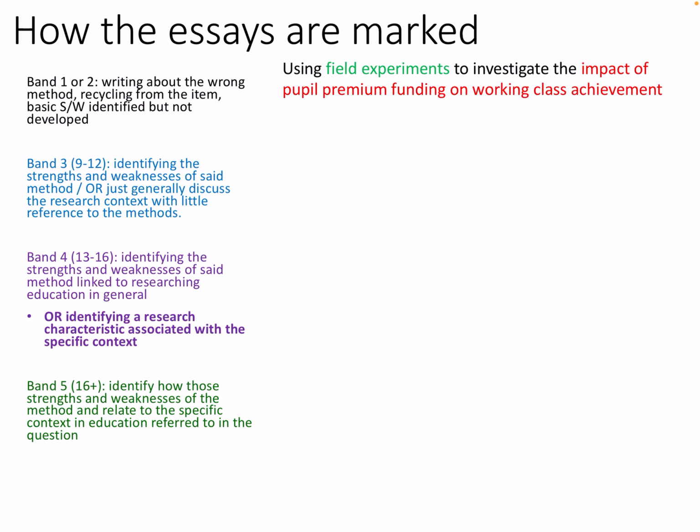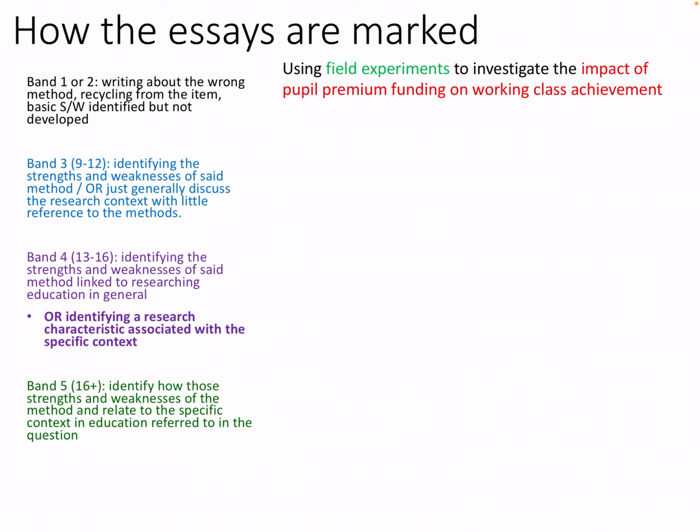I've mentioned this before, but I have marked for AQA in the past, and methods in context is one of my favourite essays to mark, but I'll just take you through the mark scheme here. We band every single statement or point that you make, and then we count up the bands at the end and work out which one you fit in best, but it's slightly more complex than that. If you do a band 1 or 2 point, you've basically written about the wrong method, or you've recycled something from the item, or you've just stated a strength or a weakness, but you haven't developed your point.